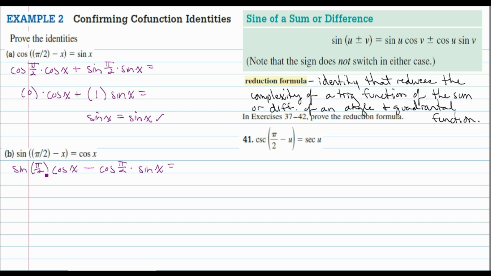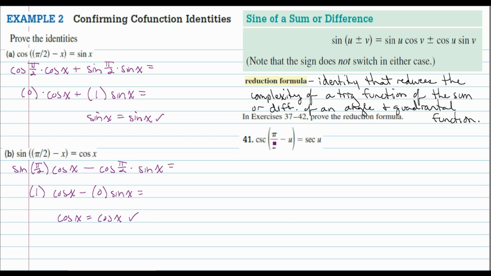Again, from the unit circle, I know that the sine of pi over 2 is 1. Cosine of x minus cosine of pi over 2 is 0. 0 times the sine of x is going to be 0, so I'm just left with the cosine of x equals the cosine of x. Yet again, I have proved a cofunction identity. Let's prove another one.